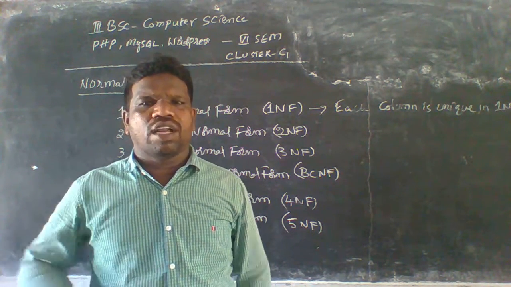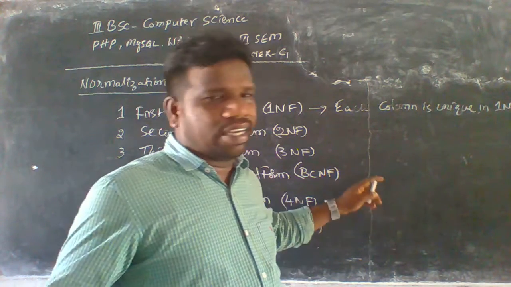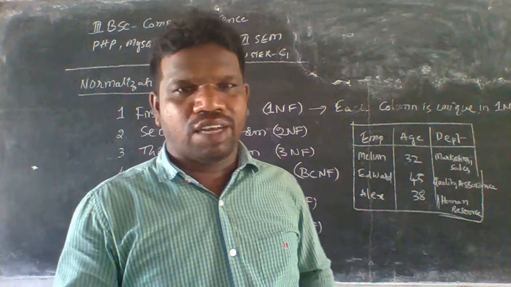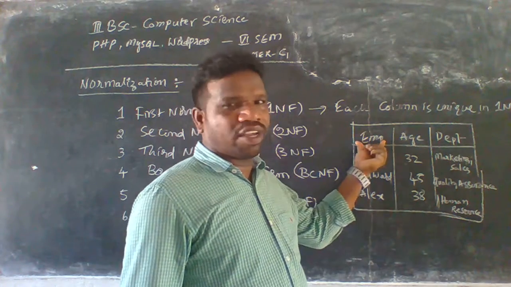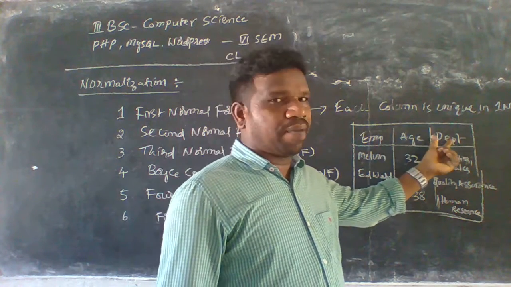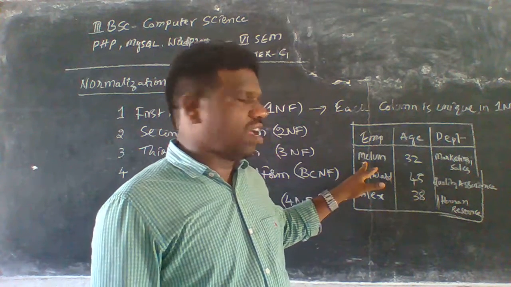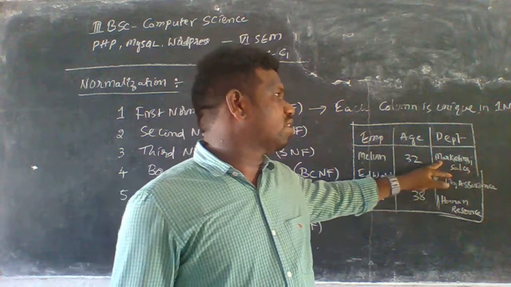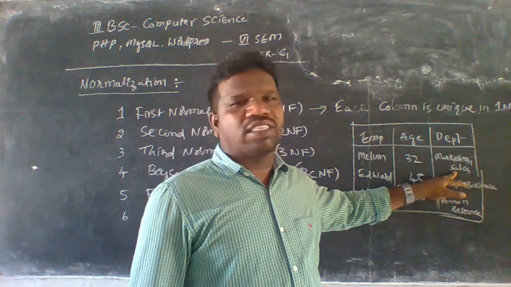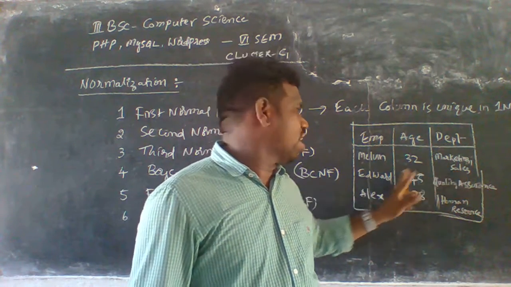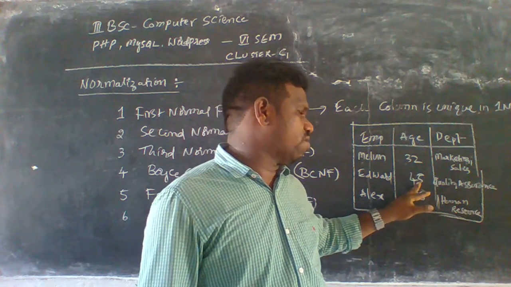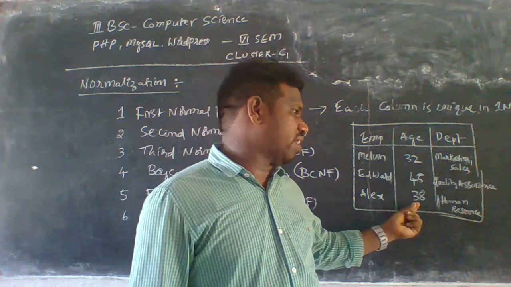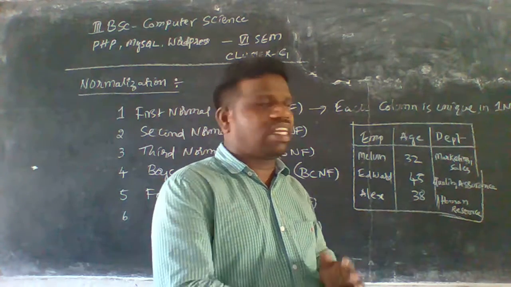Let us take one example. Let's take a table that contains employee, age and department. The employee name is Melvin, who is 32 years old, and his department is marketing and sales; he performs both. Edwards is 45 years old, in quality assurance, and Alex is 38 years old, in human resources.